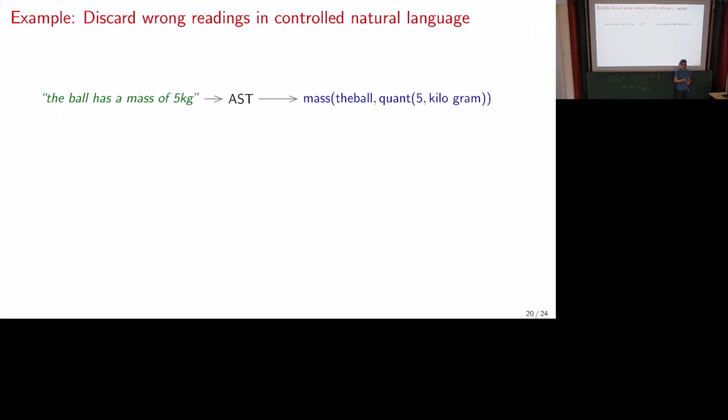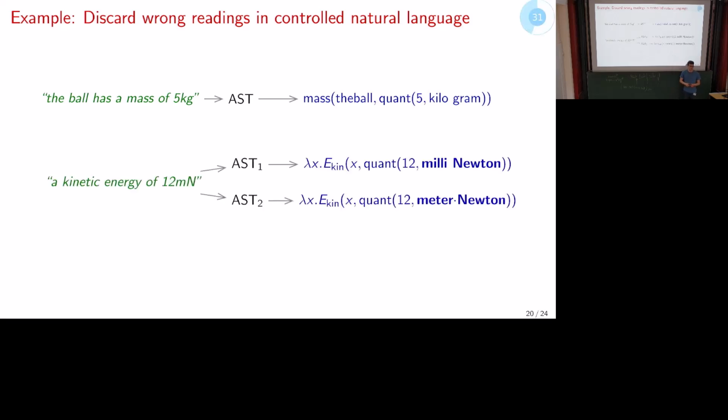So we finally have a boring type of ambiguities maybe, but the first time we have ambiguities. The idea is we could develop a controlled natural language where we specify physical properties or something like that, like the board has a mass of 5 kilograms, we parse it, we get some sort of logical expression. In some cases we have ambiguities. So if we have, for example, a kinetic energy of 12 mN, that could be millinewtons or it could be meter newtons. It's a bit contrived because people don't want it to be ambiguous, so they would probably swap it, but it works as an example.